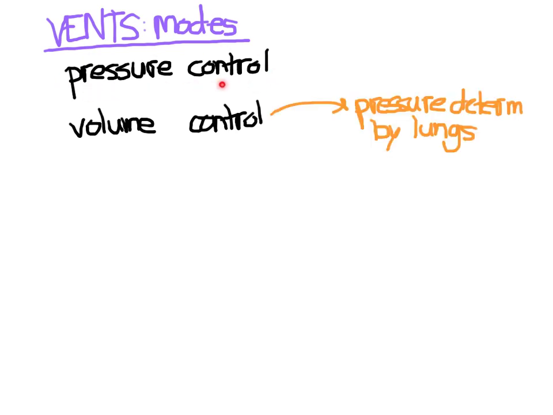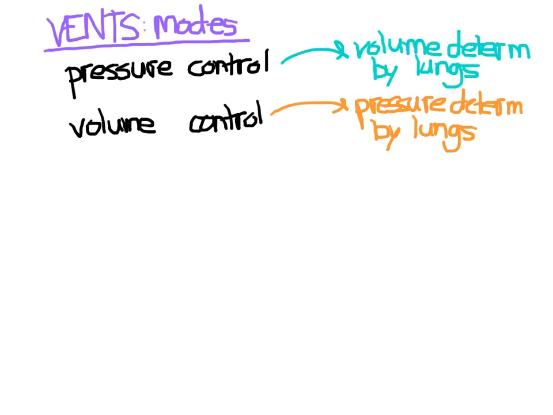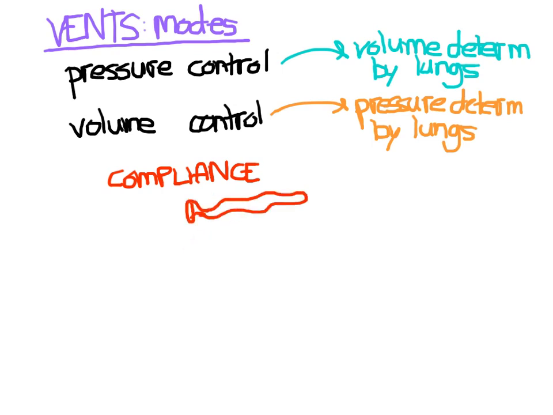Conversely, with pressure control modes, we are setting the pressure, and the volume is determined by the patient's lungs. This always used to confuse the heck out of me, and this is really the concept of compliance. I think of compliance by thinking of a balloon. So here we have a balloon, it's empty, and let's say we set it on a pressure-controlled mode. We're going to keep putting air into this balloon until we reach a pressure. Let's say we set that pressure to be 30. So we're going to keep pumping air into that balloon until that pressure reaches 30. Once it reaches 30, the airflow stops.